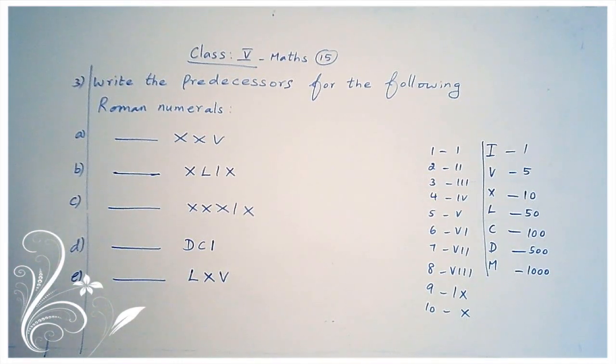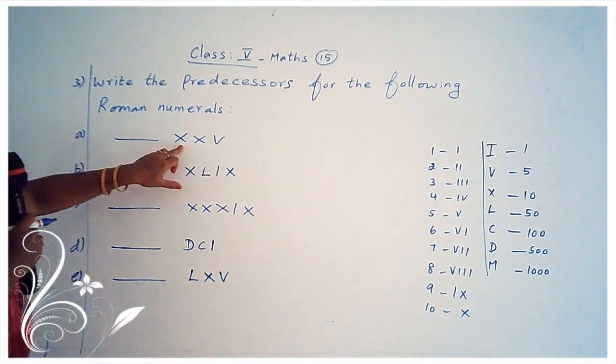Okay, if we subtract 1 from the given number, what will we get? What will come? Predecessor. Otherwise, predecessor means before number. Okay, children, before number only predecessor. Previous number. Before number.